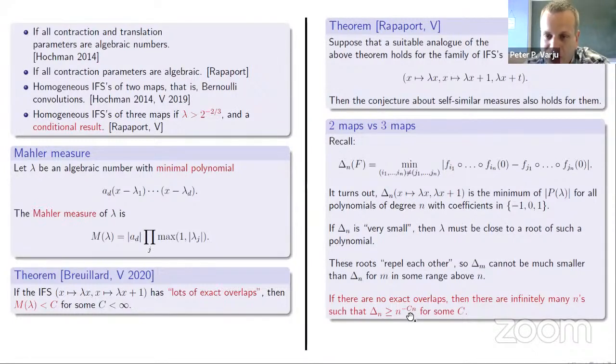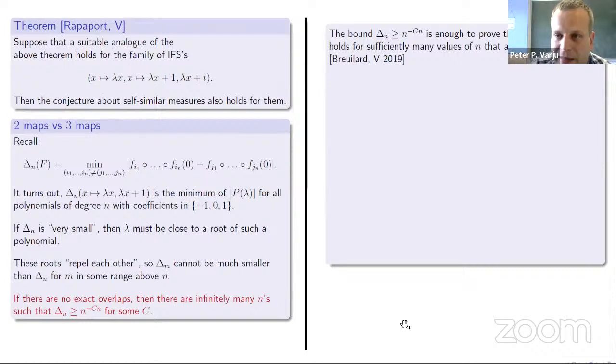Now, this is just a little bit weaker than exponential separation. So what you would really like to have here is just exponential in minus cn. And if you had that, then you would be done just by the result of Hochmann. And this actually might be true, but we have no idea how to improve on this. Nevertheless, this is already very nice.